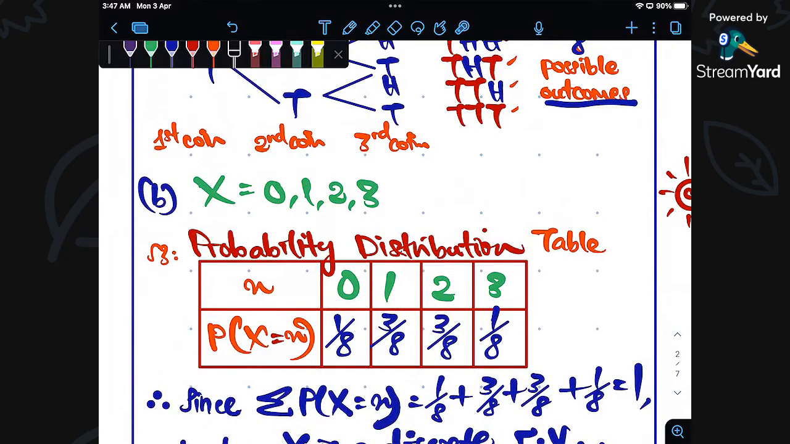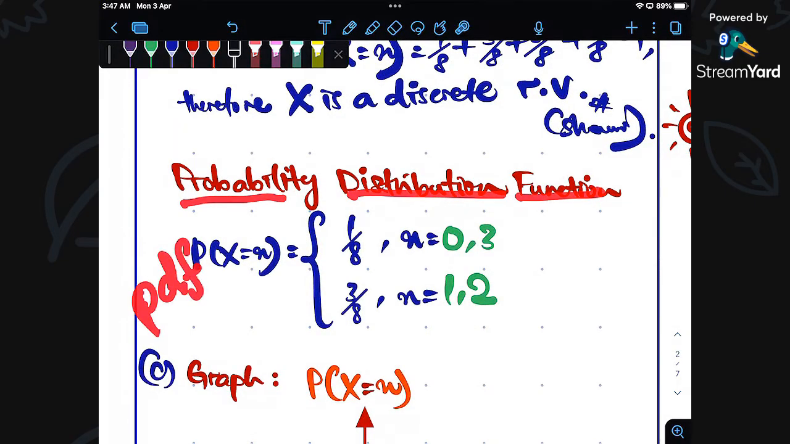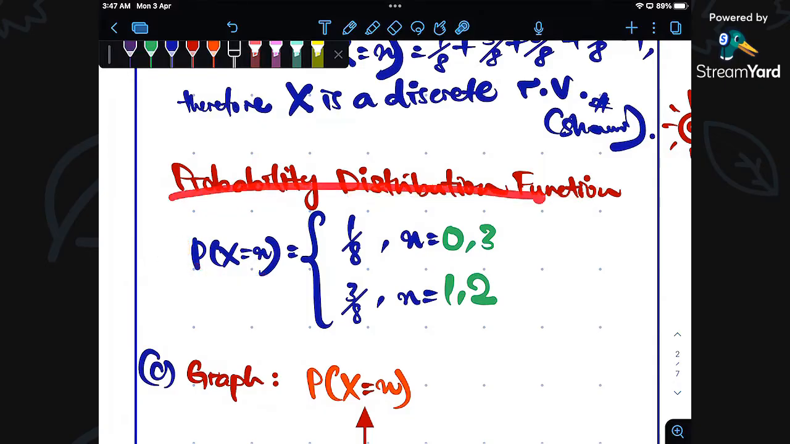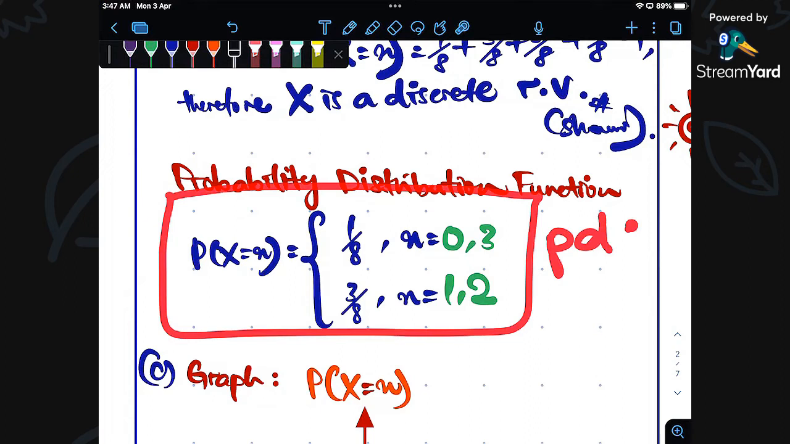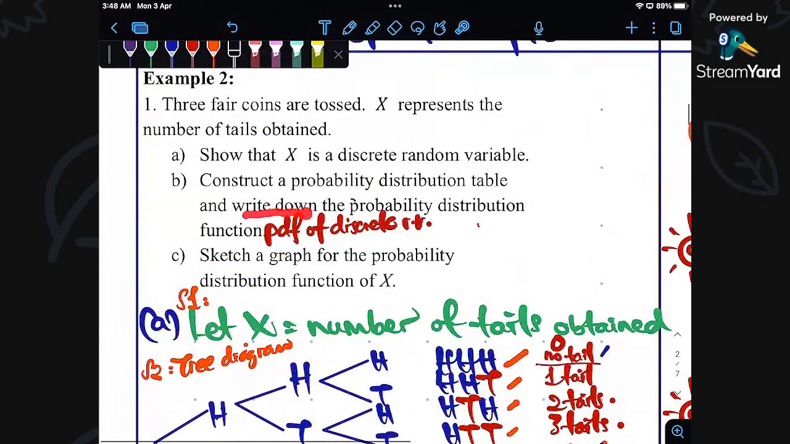So that's why this table is very, very helpful for whatever the question is asking from you, whether it's the PDF of the discrete random variable. Basically, this is the way of writing down your answer when they ask you the PDF. Okay, remember this. Always remember to write in piecewise function. For this particular question, write down the probability distribution function. They want the piecewise. Write it down so that you always remember they want the piecewise function.